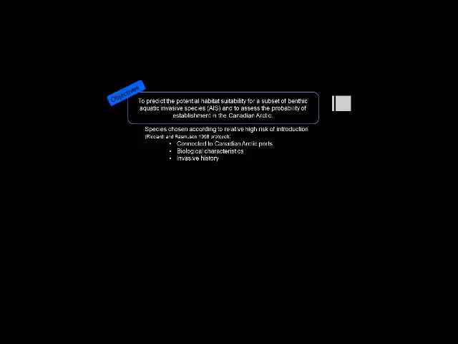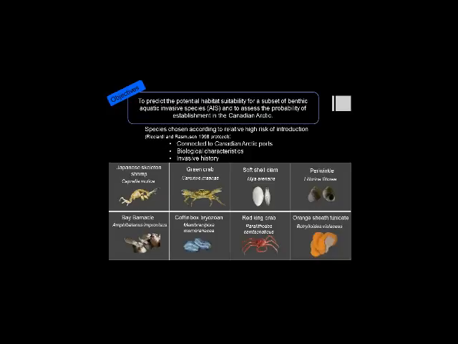We gathered all this information and arrived at a list of 8 species with relative high risk of introduction, which are the Japanese skeleton shrimp, the green crab, the soft-shell clam, the periwinkle, the bay barnacle, the coffin box bryozoan, the red king crab, and the orange sheath tunicate.